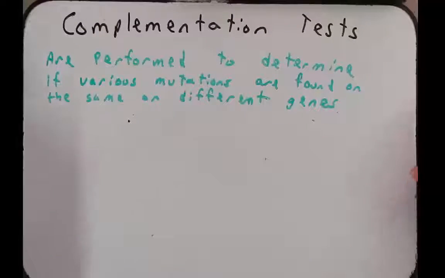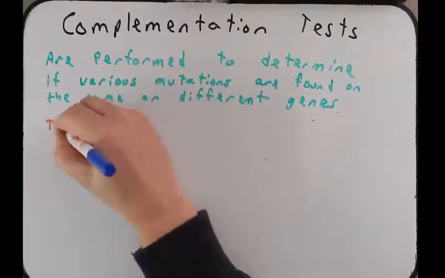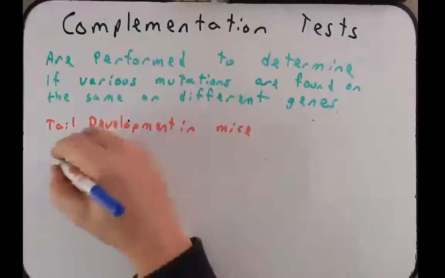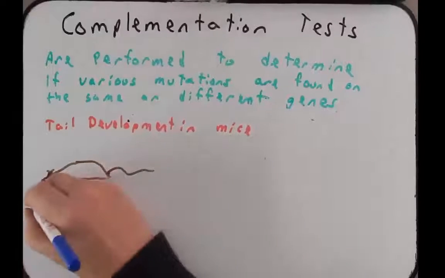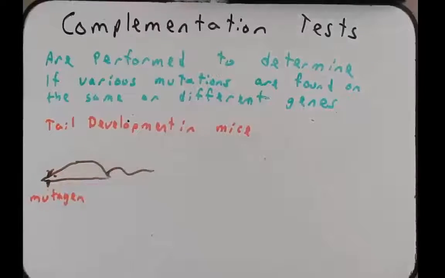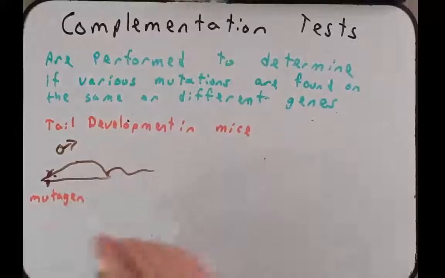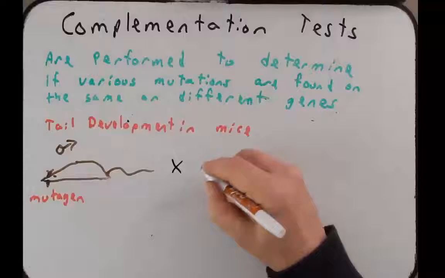So to get a better understanding of when and how we're going to use this complementation test, let's use an example of a lab that's interested in learning more about tail development in mice. Let's say they take this male mouse and feed it a mutagen. It eats the mutagen, and now this mouse has gametes that have been mutated. Now you cross this mutagenized mouse with an unmutagenized female mouse.